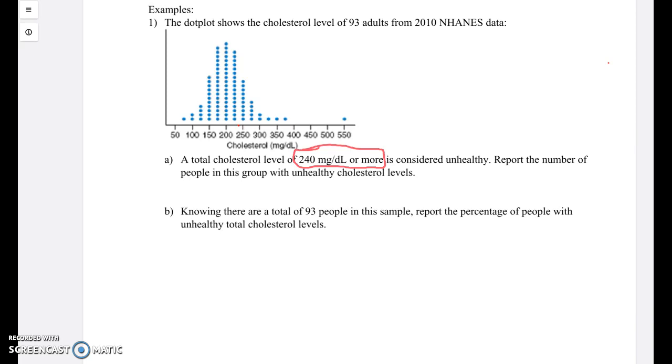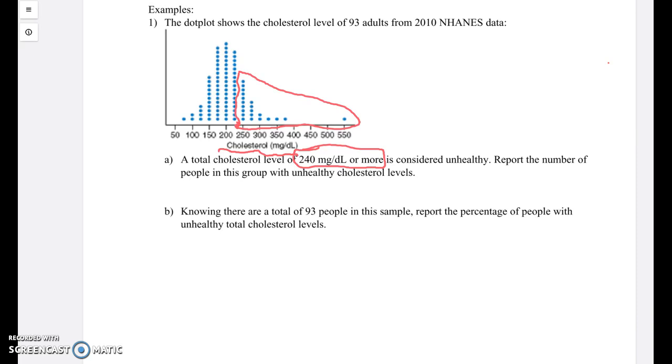So what we want to figure out first, we see that the x-axis here says cholesterol, right? So this is what we're looking at. So 240 or more. So where's 240? 240 is probably around here, not quite in the middle, but that's where 240 is probably going to be. And then it's everything at or above that. So all of these are going to be unhealthy. So how many is that?